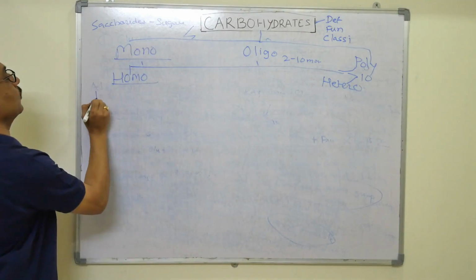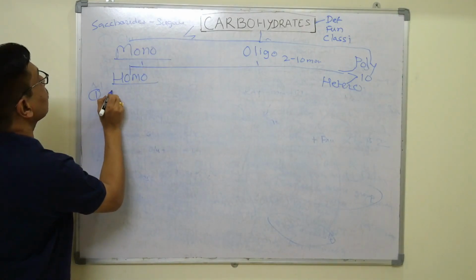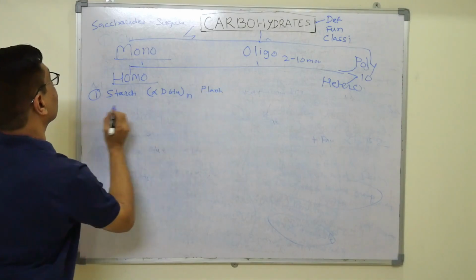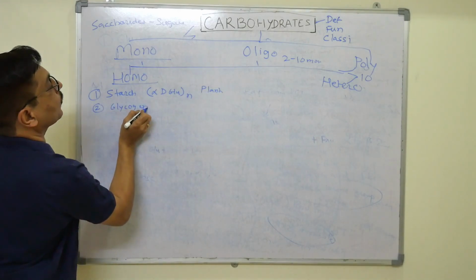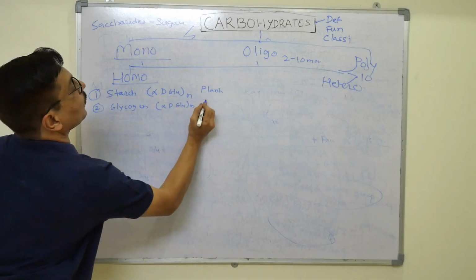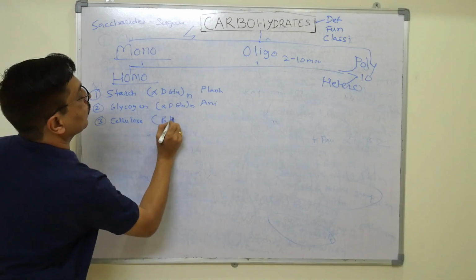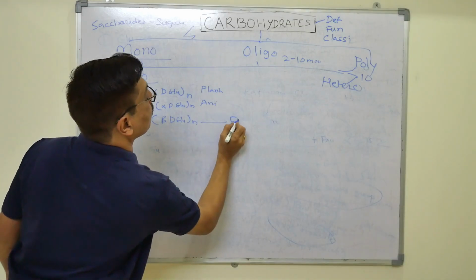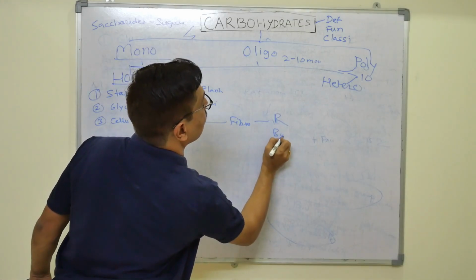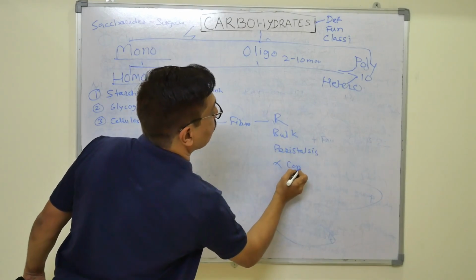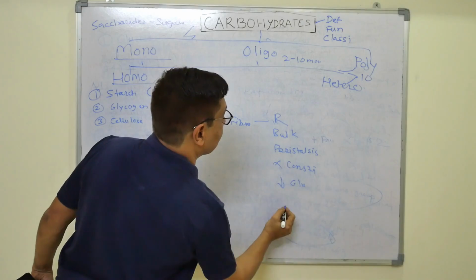Examples of homopolysaccharides are starch, which is made up of alpha-D-glucose. Glycogen is also a polymer of alpha-D-glucose but is seen in animals. Cellulose is a polymer of beta-D-glucose, which is the main constituent of dietary fibers. Dietary fibers add bulk to the food, help in peristalsis, prevent constipation, delay glucose and cholesterol absorption, and protect against colon cancer.